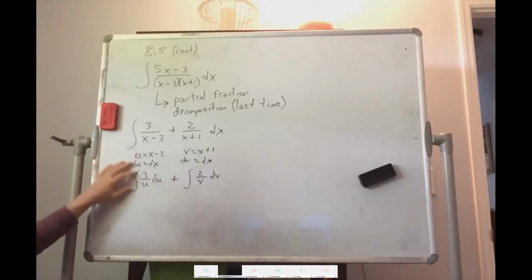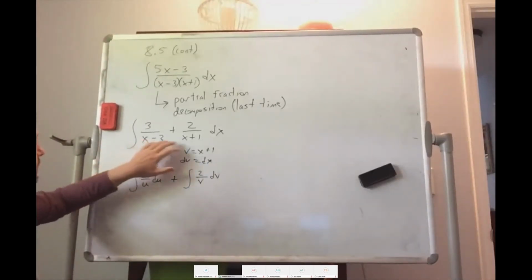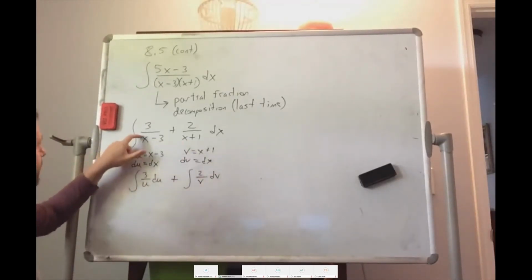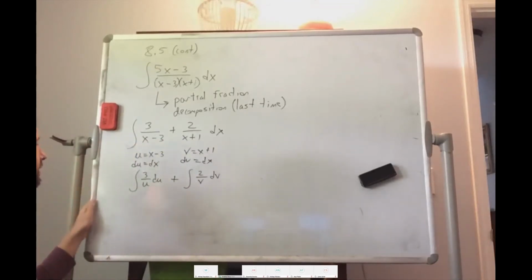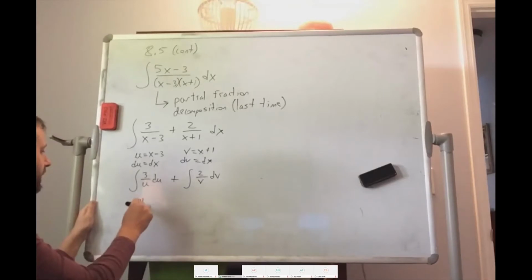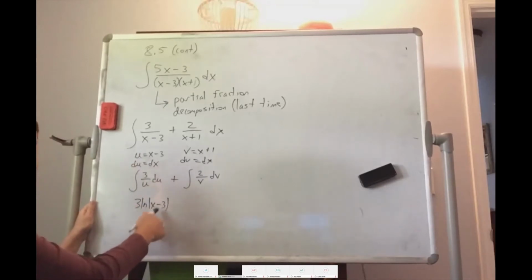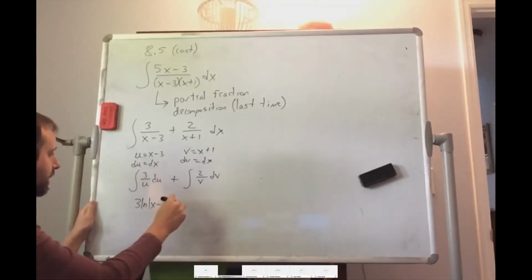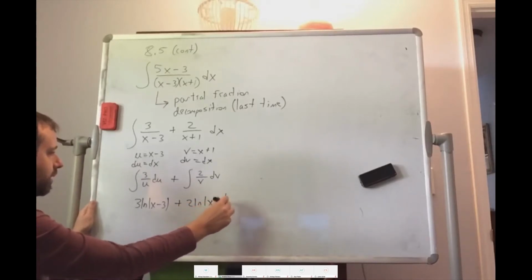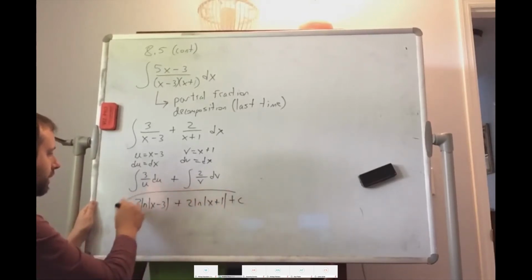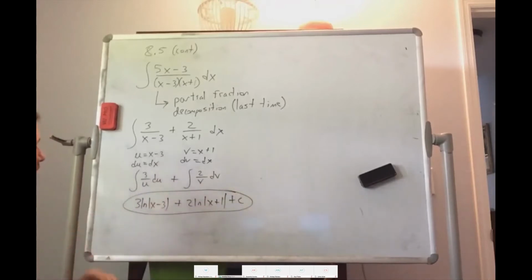You probably don't even need to write this out, because you could pretty much do this in your head. You could think of x minus 3 as the variable that you're integrating with respect to. So I get 3 natural log of u, but that's x minus 3. Do try and remember that there are absolute value signs that go with natural log, plus 2 times the natural log of x plus 1, plus c. And that would be your final answer.